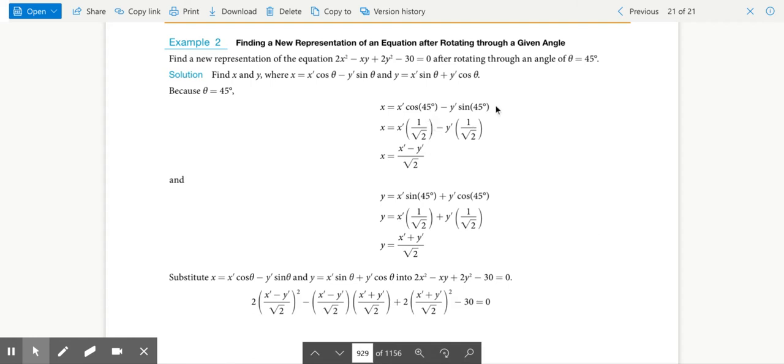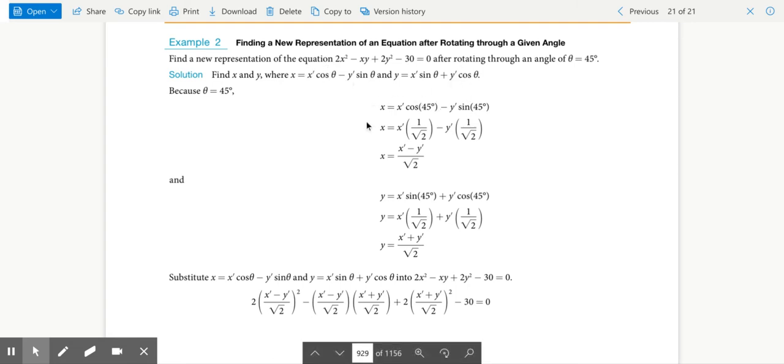Instead of square root of 2 over 2, we're just going to use 1 over the square root of 2 because it's simpler. So in other words, if you're finding sine and cosine, don't rationalize the denominator in this one case. That being said, we're going to plug in 1 over the square root of 2 for cosine of 45 degrees and 1 over the square root of 2 for sine of 45 degrees in both of these equations.